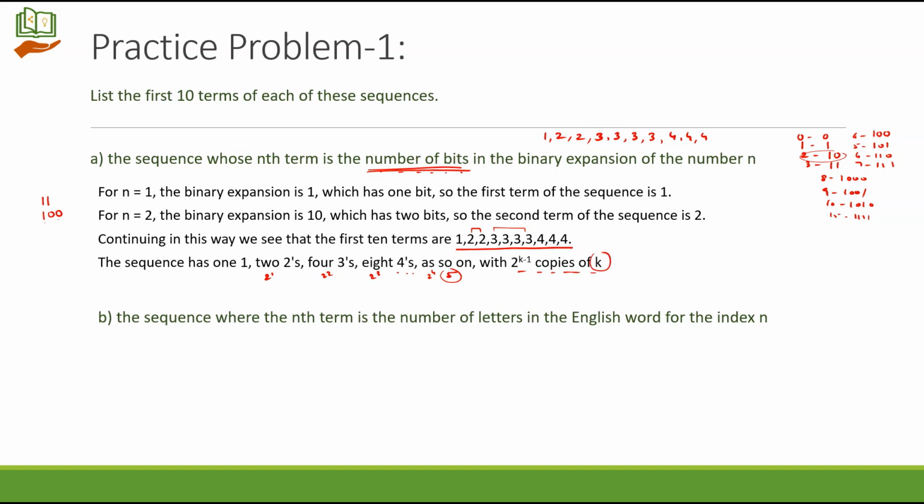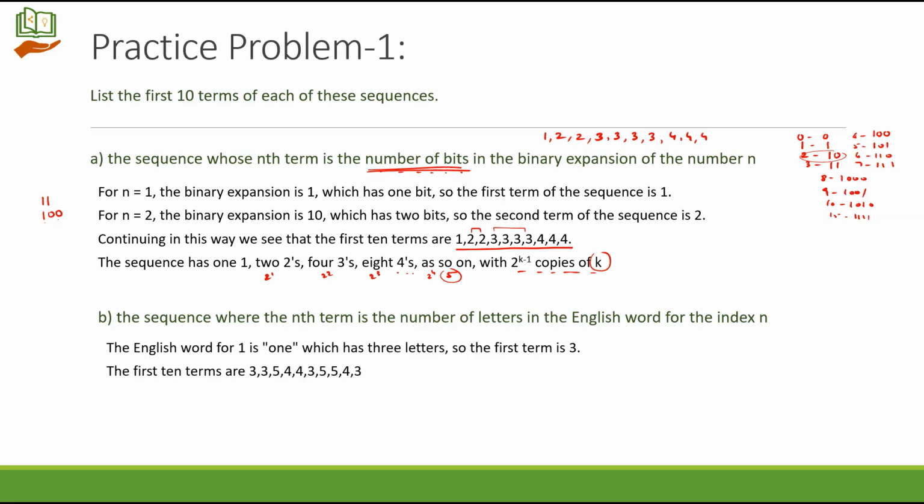Now let's go for the next sum. The sequence where the nth term is the number of letters in the English word for the index n. The English word for 1 is ONE, which has 3 letters.